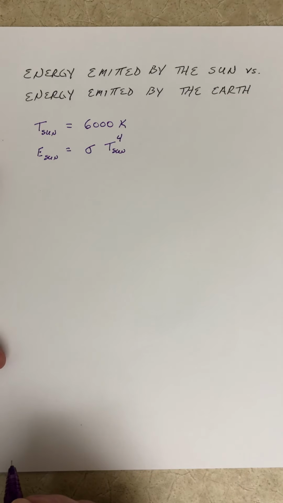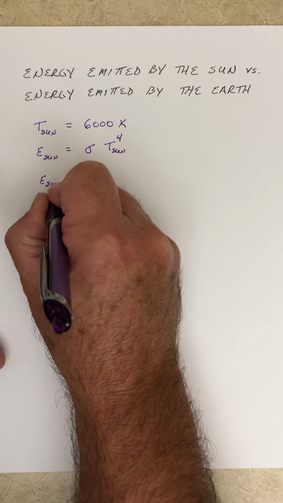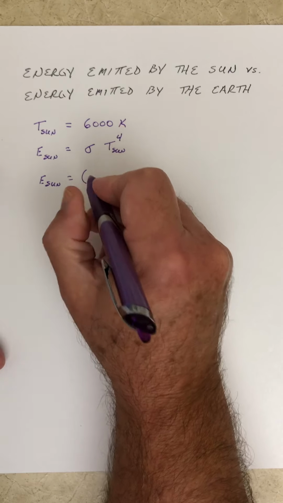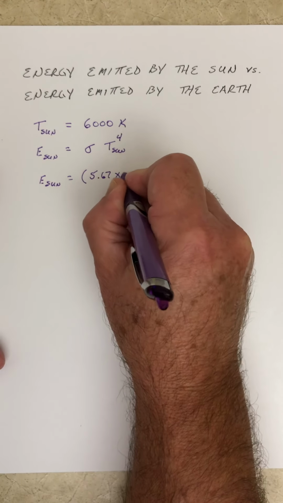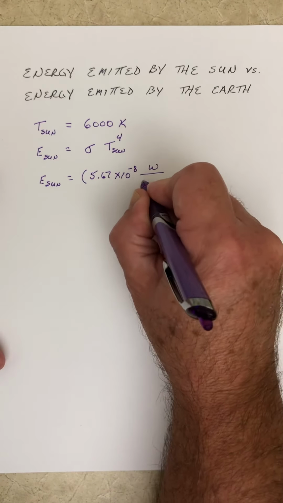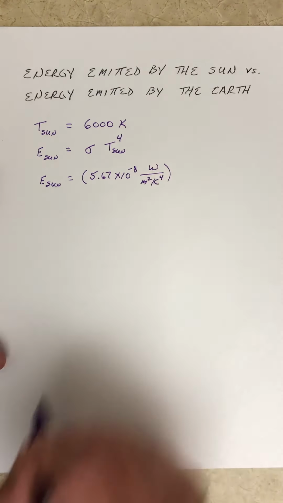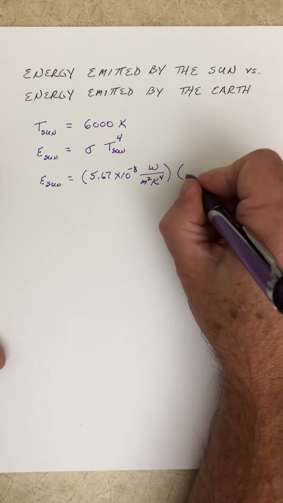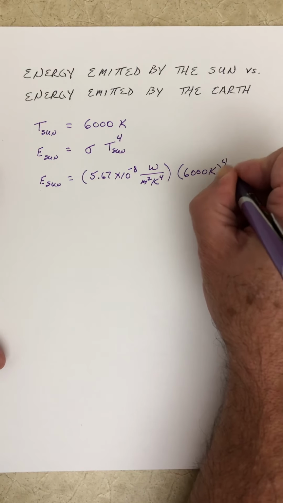If we do that equation then, the energy emitted by the sun is equal to that constant, and the constant is kind of intimidating, 5.67 times 10 to the negative 8th, and the units on that are watts per meter squared times temperature raised to the 4th power, Kelvin to the 4th power. We're going to multiply that times the temperature of the sun, 6,000 Kelvin, raised to the 4th power.